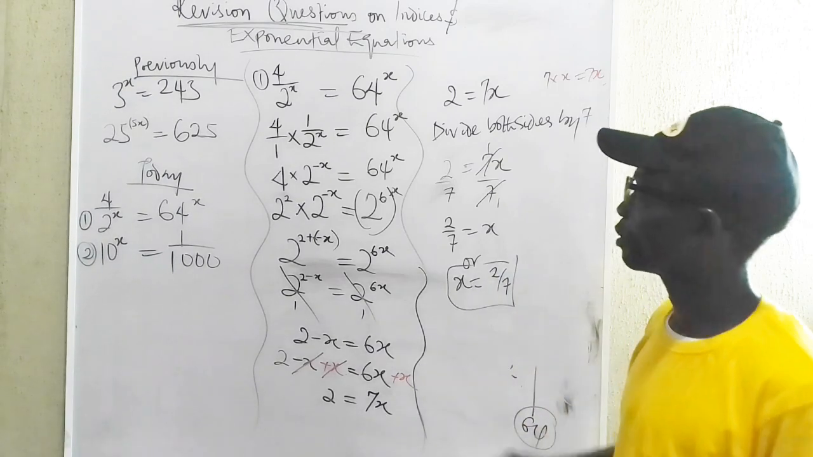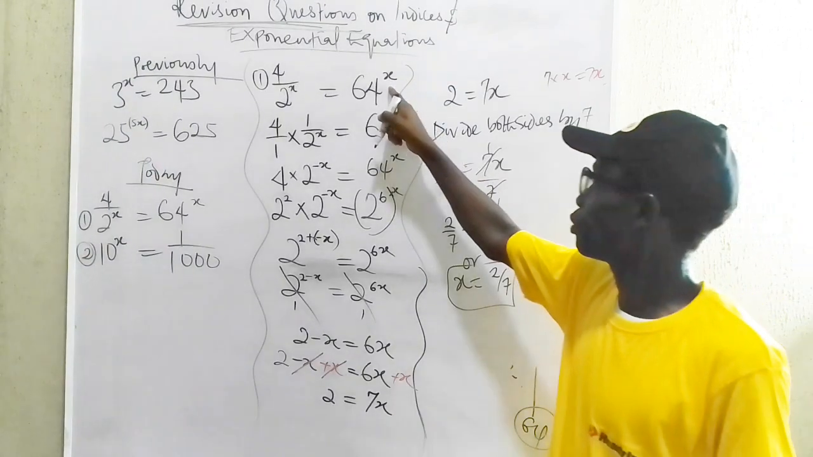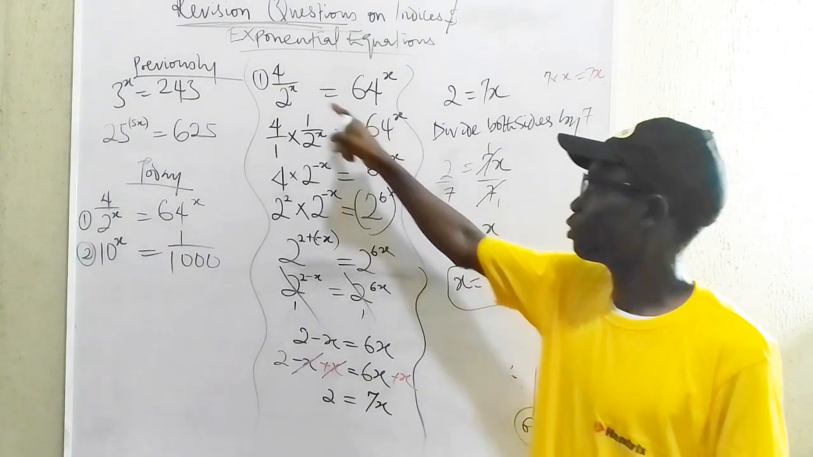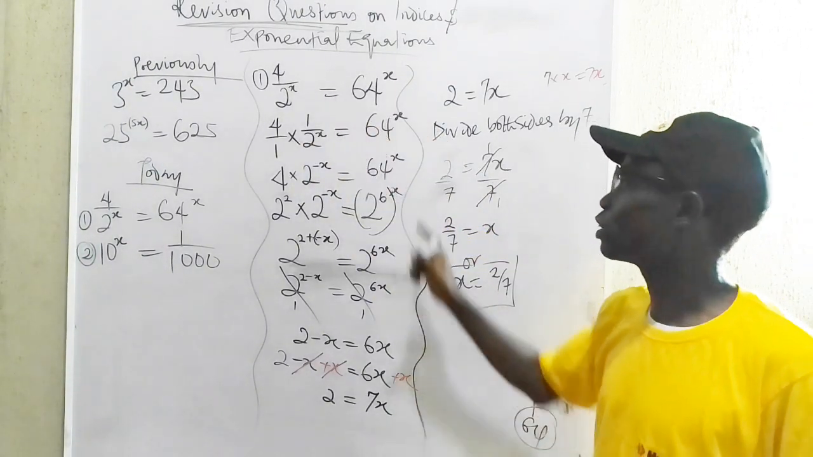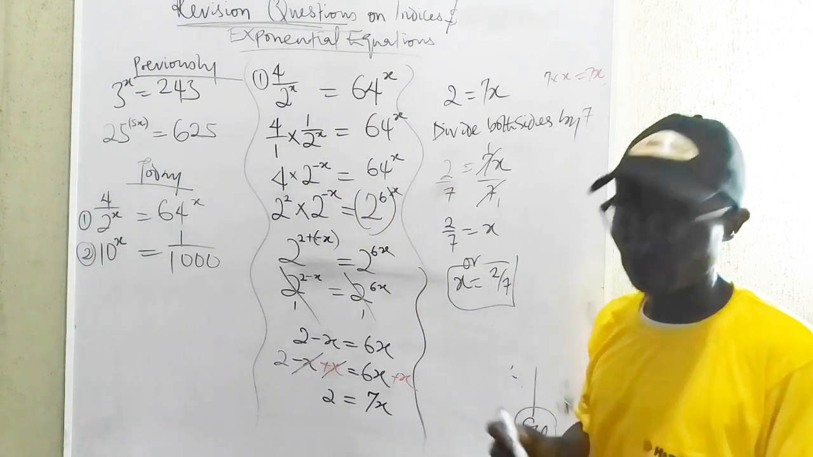This is the final answer. So that means the value of x here is actually 2 over 7. Anywhere you see x, it is actually representing 2 over 7.